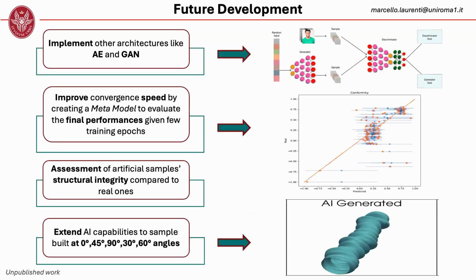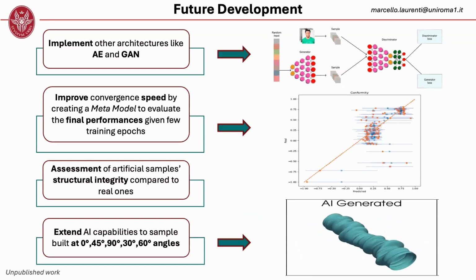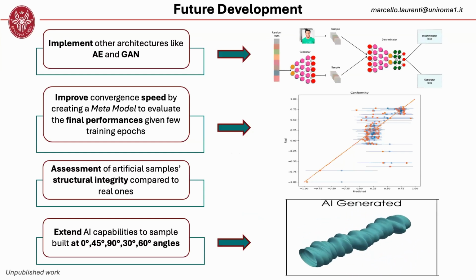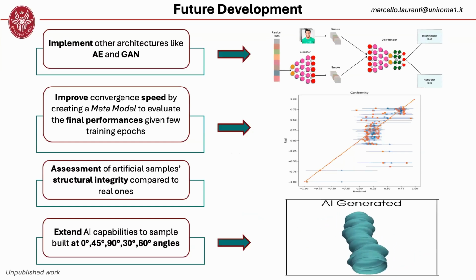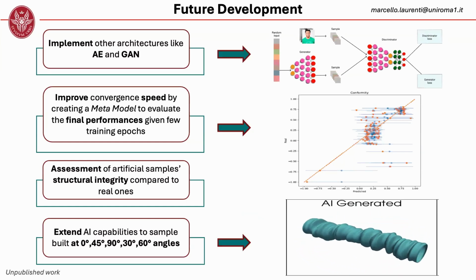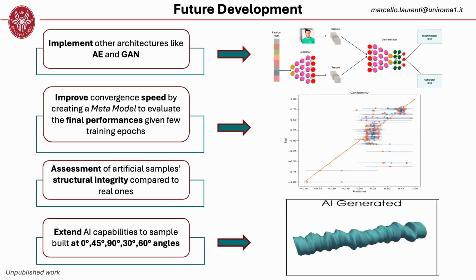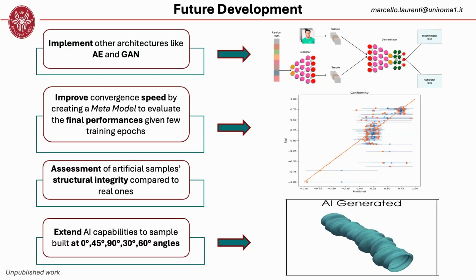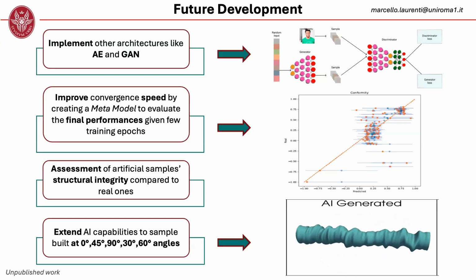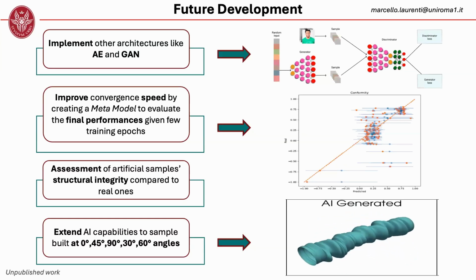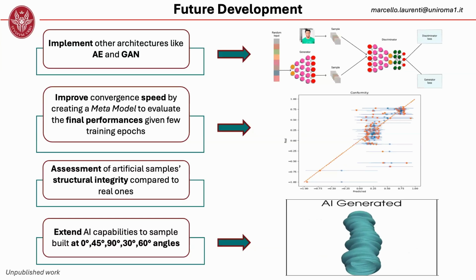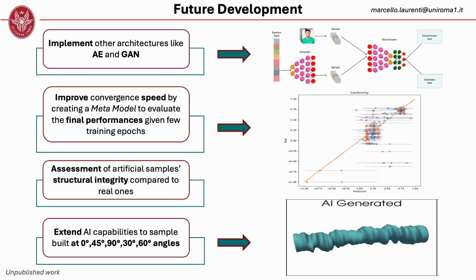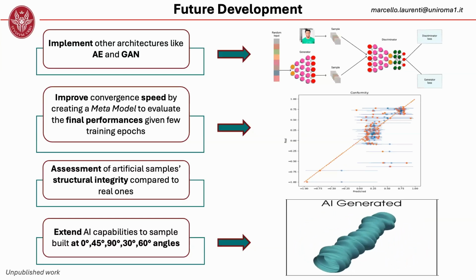To implement the autoencoder and the GAN family, which are pretty easy to implement. I was interested in proving the concept before adding complexity to the framework. We have to improve the convergence speed by creating a meta model that is capable of giving the final loss of a model, receiving as input only the first losses of the training procedure. Something like that has already been done in the literature. It doesn't work every time, but our preliminary results are encouraging.